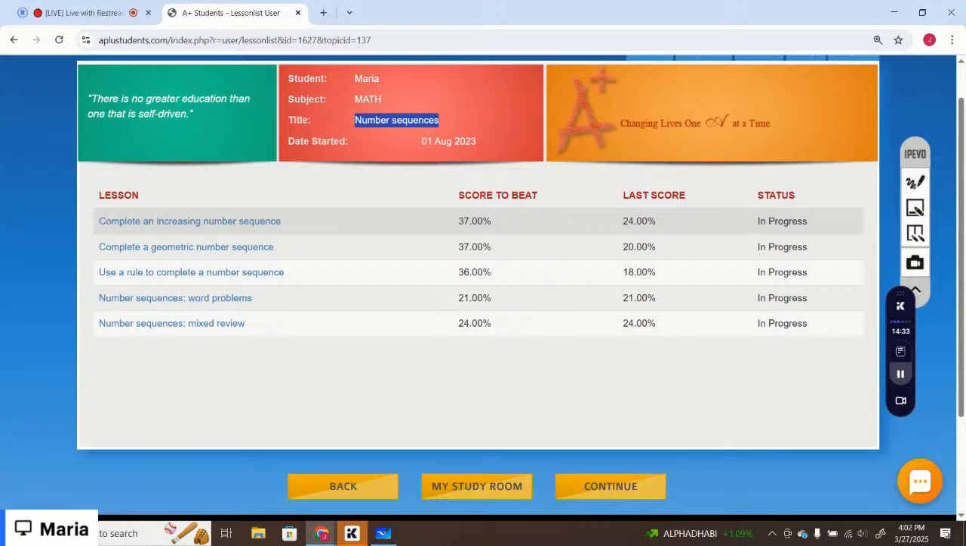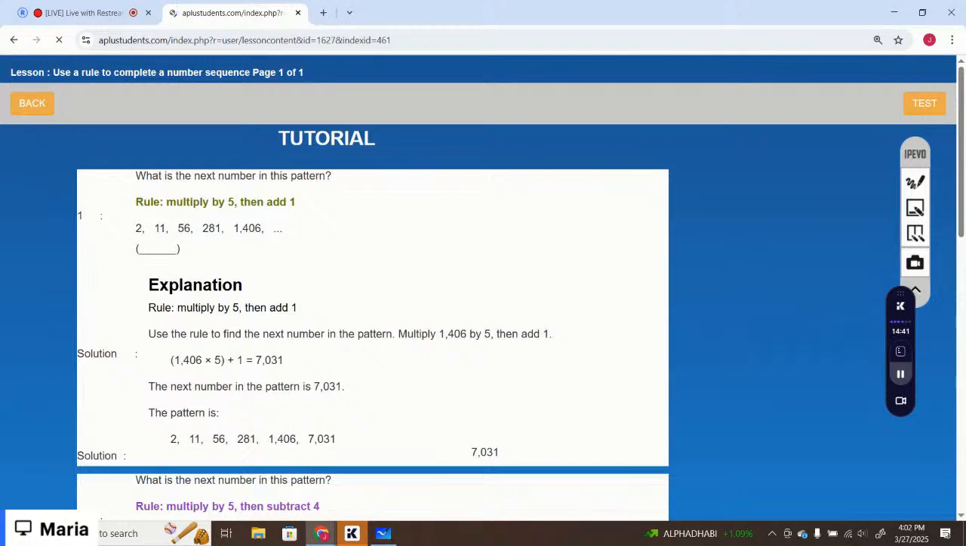I'm on grade 5 math. The chapter we're on right now is number sequences. Use a rule to complete the number sequence. So basically, we are given a rule that we have to apply and find the next number in the sequence.